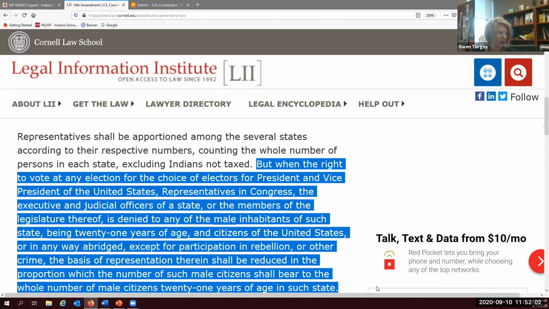When the right to vote at any election for the choice of electors for president and vice president of the U.S., representatives in Congress, executive and judicial officers of state, or members of the legislature is denied to any of the male inhabitants of such state, being 21 years of age and citizens of the U.S., or in any way abridged except for participation in rebellion or other crime, the basis of representation therein shall be reduced in proportion which the number of such male citizens shall bear to the whole number of male citizens 21 years.